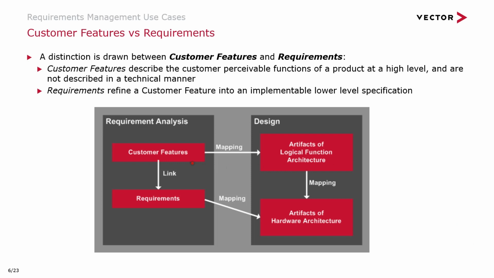So you can see in this diagram that there's a way to think about how customer features relate to requirements, and that the mappings between customer features typically will go to something in a logical function architecture layer because, again, it's abstract and higher level, whereas requirements tend to be mapped to artifacts in the hardware architecture or some other lower level part of the data model.